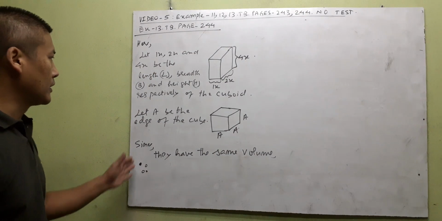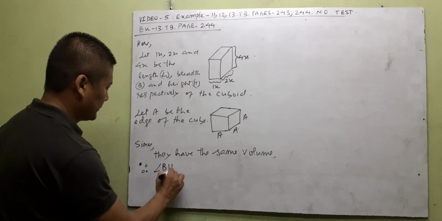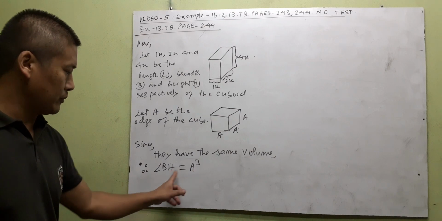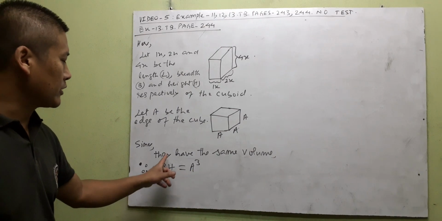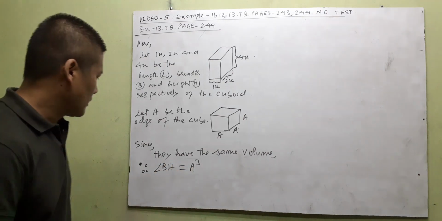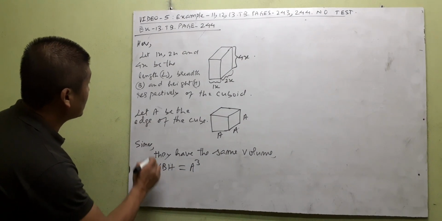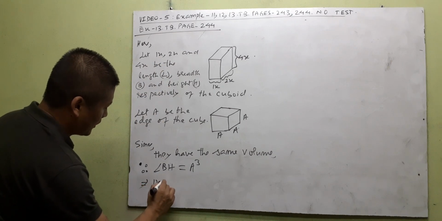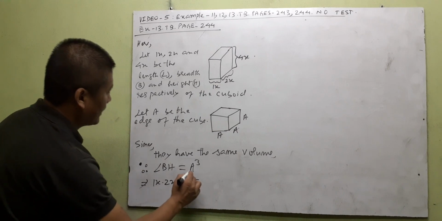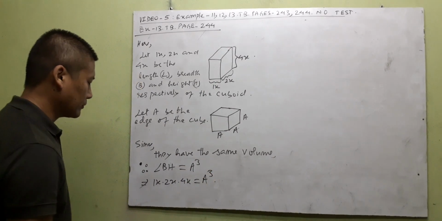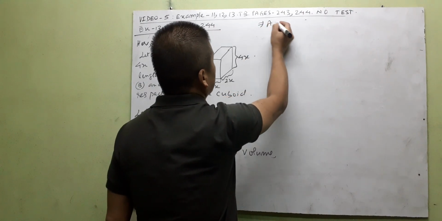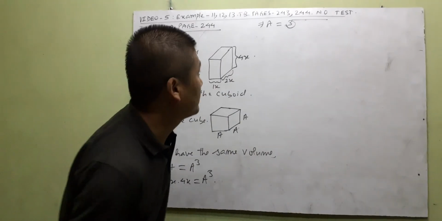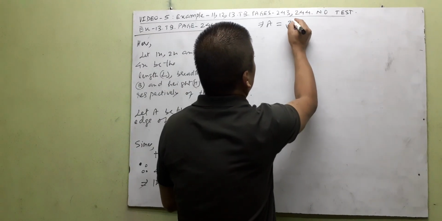Therefore, I can write here volume of the cuboid LBH will be equal to volume of the cube, A cube. The formula for volume of cube will be equal to the formula for volume of cuboid, because the question itself is saying they have the same volume. So we can work out something here, that's why we're doing this. L, B, H is 1x, or x, into 2x into 4x, and the cube is A cube. Now you can just transfer this A cube to this side and remove the cube, then this side will come cube root.